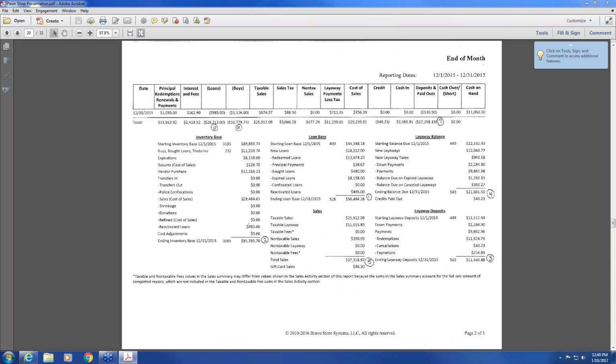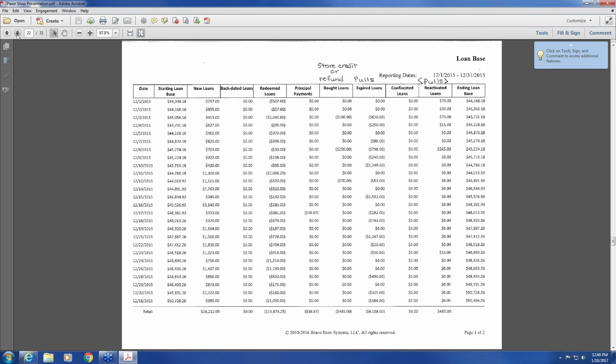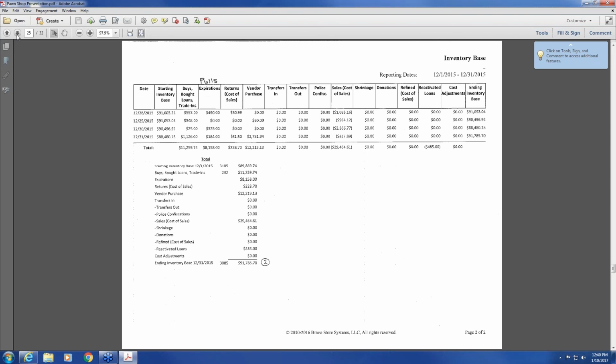And then here's our cost of sales and our reactivated loans, which means that we put it back in, we pulled it to inventory, but it got reactivated, we put it back to loans. So it says that our loan total, our inventory total at the end of the month ought to be $91,000. And I come over to my inventory base report, and I come down here and I look and I see that I've got that same number here and I've got that same number here.